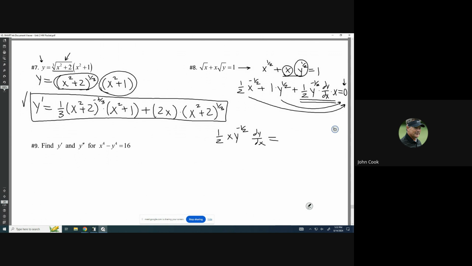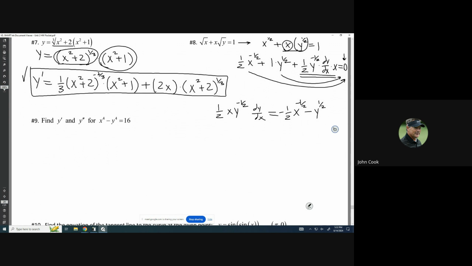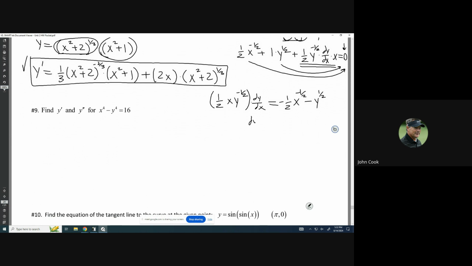So this is 1/2 x to the negative 1/2, which is negative 1/2 x to the negative 1/2. And then that y to the 1/2, which is negative as well, so minus y to the 1/2 power. Okay, and then I need to get dy/dx all by itself, and this stuff is all multiplying on it. So to get rid of multiplication, I would just divide it out. So now I'm going to get my dy/dx all by itself here.